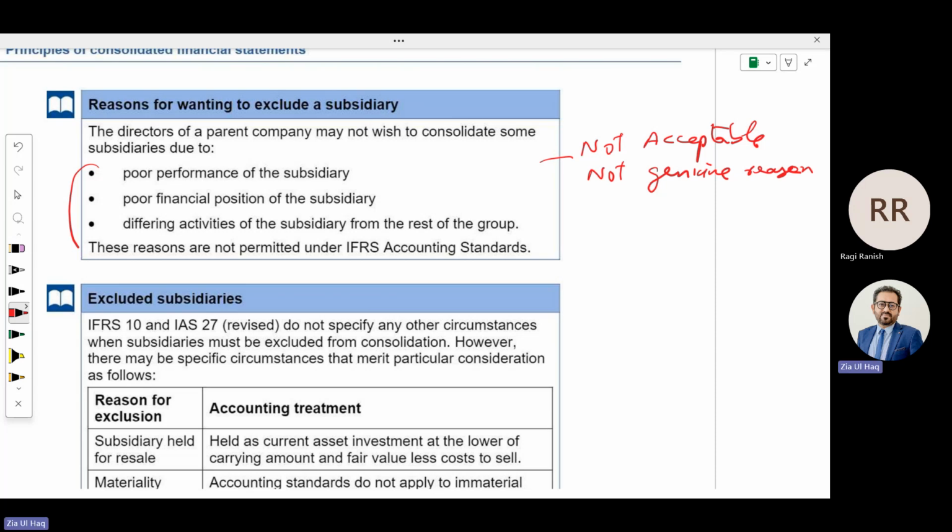If you have acquired more than 60%, you have to prepare consolidation. So the directors of the parent company may not wish to consolidate some subsidiaries due to poor performance of the subsidiary, poor financial position of the subsidiary, or different activities of the subsidiary from the rest of the group. Sometimes directors put these kinds of reasons.